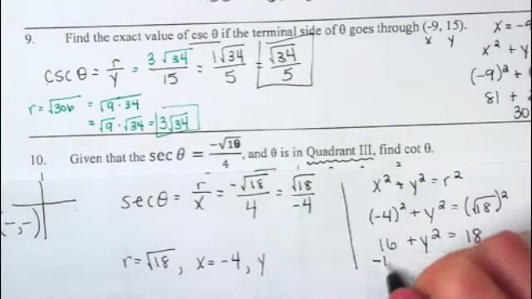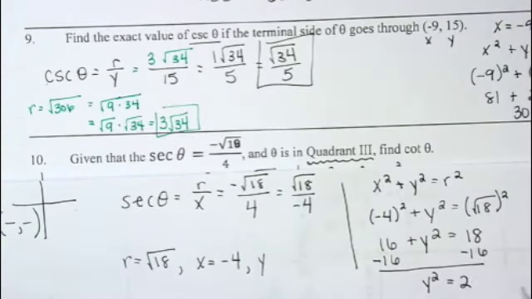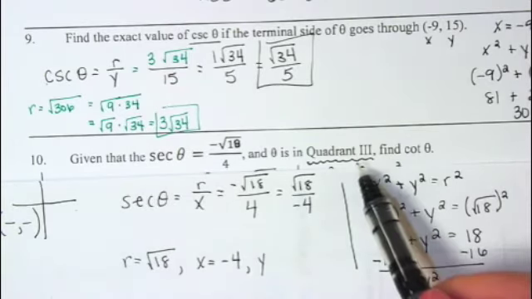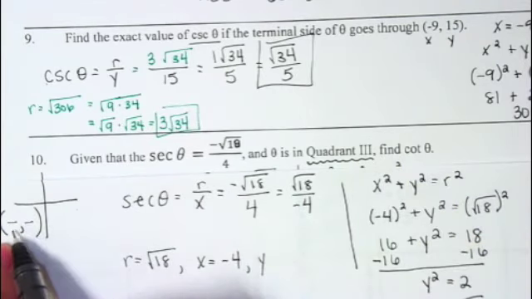Solve for y by subtracting 16 from both sides. y squared equals 18 minus 16, which is 2. And that means that y equals the square root of 2. Now don't forget, we said that it was in quadrant 3. And over here, my little diagram tells me that if x is negative, y is negative because it's in quadrant 3. So it's not just the square root of 2, it's the negative square root of 2.